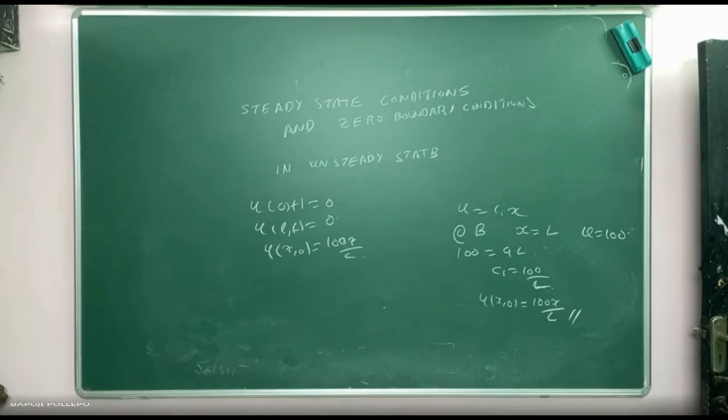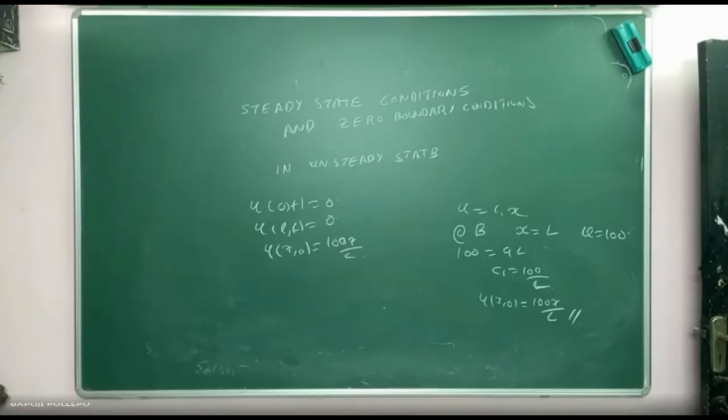Previously they gave u of x comma 0 equal to x. In the first problem of the one-dimensional heat equation, you can check, u of x comma 0 was equal to x. What is the problem now? What did I get now? u of x comma 0 is equal to 100x by L. What is the difference? If you multiply that answer by 100 by L, you will get the same answer, or not? Yes, that's it.